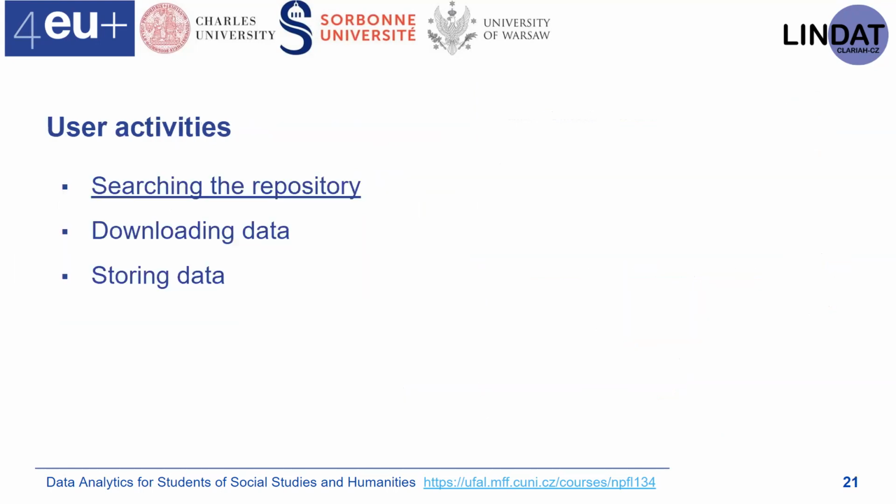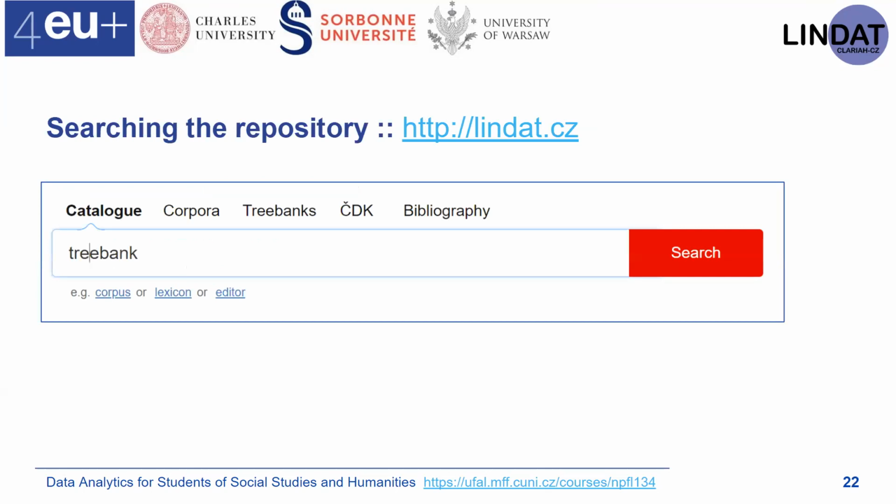Well, so we know what repository we are searching in. We know what content is in this repository. What types of data we can expect there. And now let's see what you can do with the repository. There are three main activities: to search the repository, download some data sets to use, and store data. Let's start with searching the repository.